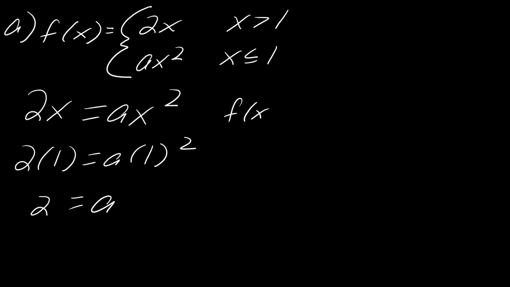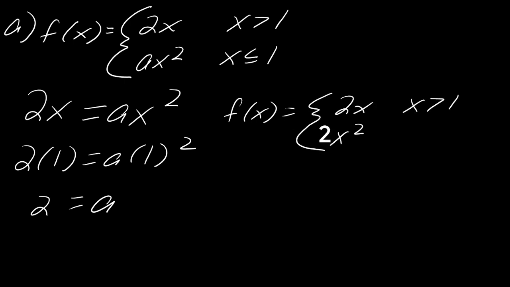So the piecewise function that would be continuous would be 2x for x greater than 1, and then 2x squared, again for x less than or equal to 1. If you're not sure, you could always take a second to graph it to see exactly what this is talking about. I will leave the graph up to you, but I highly recommend it if you don't believe this.